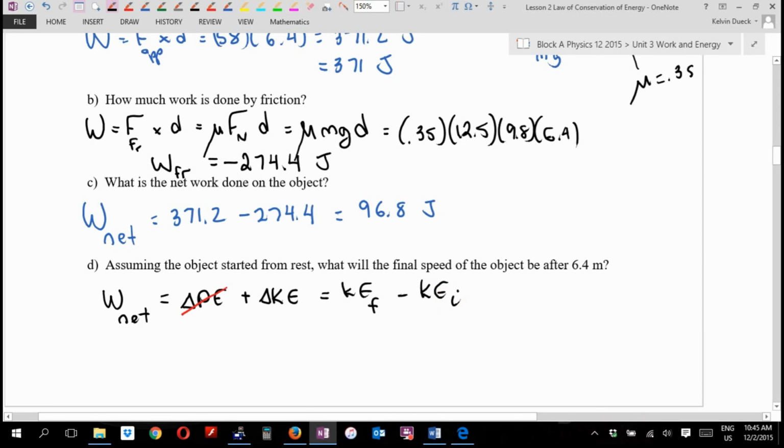Part D says, assuming the object started from rest. So what does that mean? I think my initial kinetic was 0. So here's what else I'm saying. This was my argument. I'm saying that extra 96.8 joules left over didn't vanish, it got turned into kinetic. It made the block speed up. By how much? I don't know. Let's find out. We're going to get work equals a half m v final squared.